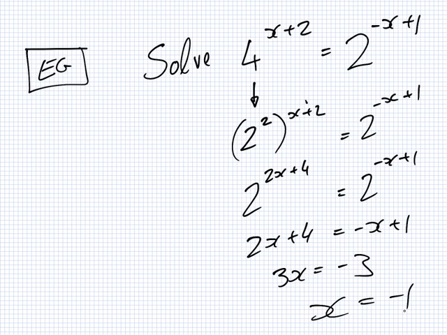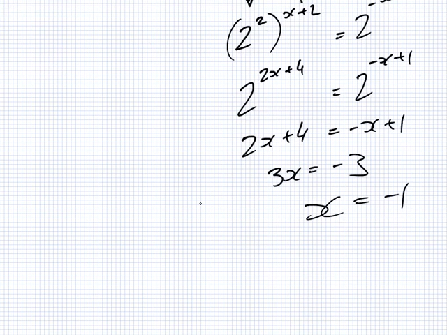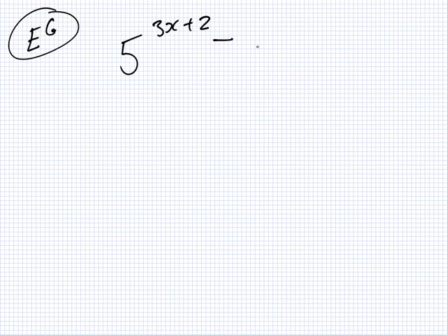Okay, let's see what we got here. Let's have a look at this example now. So let's say we have something like this: 5 to the power 3x plus 2 minus the square root of 625 to the x minus 4 equals 0. So it gets a little bit harder now.